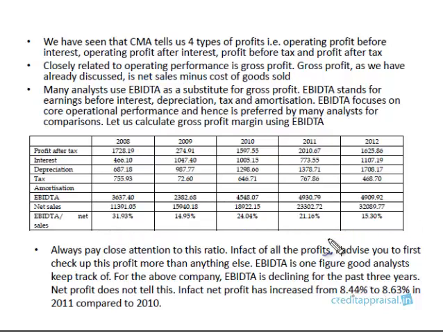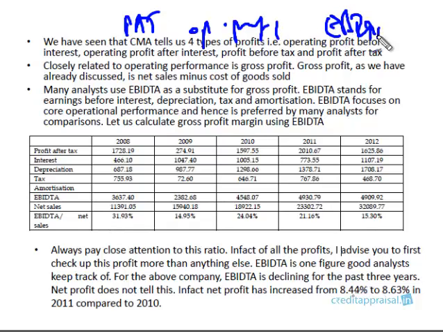So if EBITDA is coming down, how do you find out why? I told you the most important profits are profit after tax, operating profit, and EBITDA. This is the gross profit.